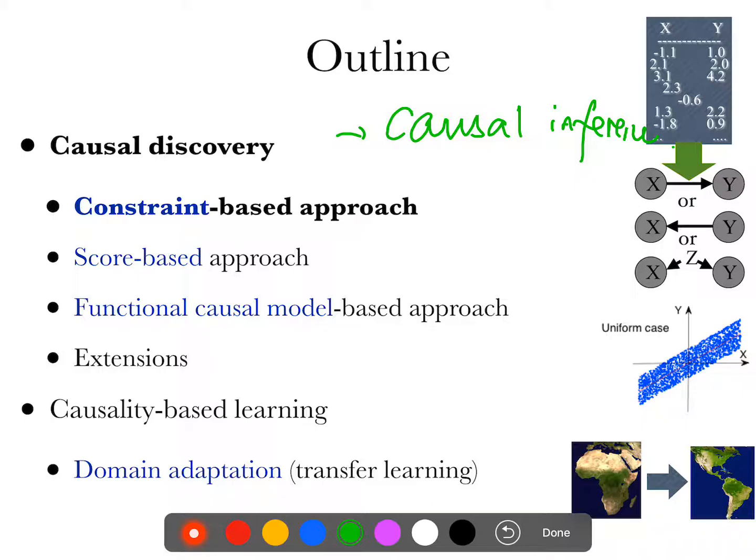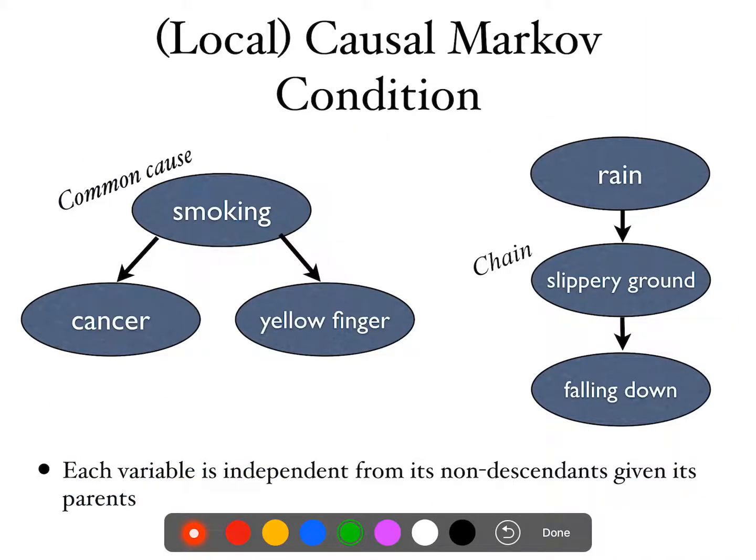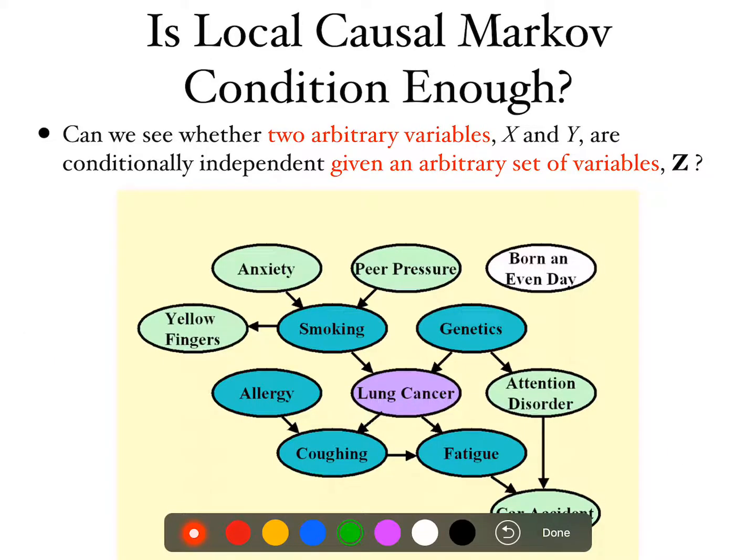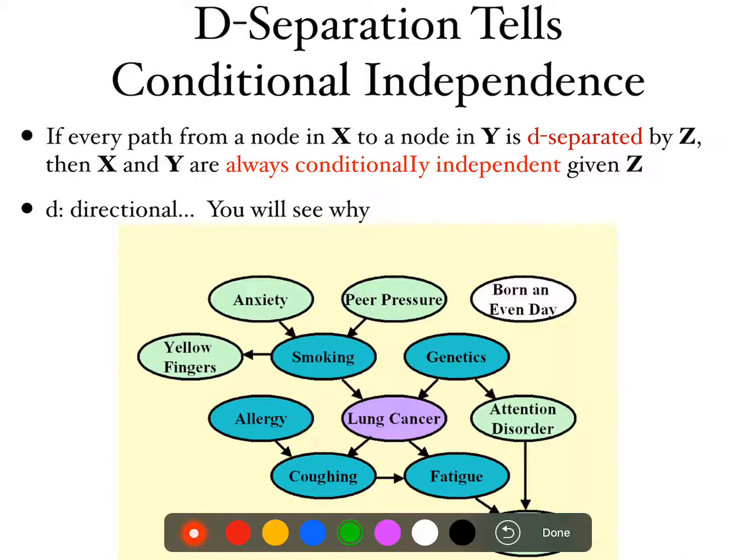You will see why later. Okay, so you already talked about the Markov condition, right? So let me skip this part. Markov condition, local Markov condition is not enough. Why? Because we want to see whether variables are conditionally independent given an arbitrary set of variables.